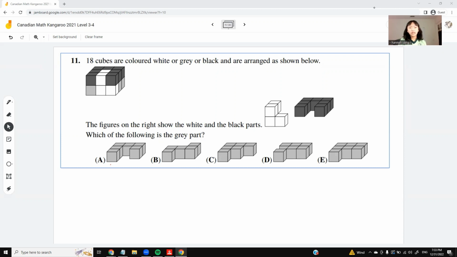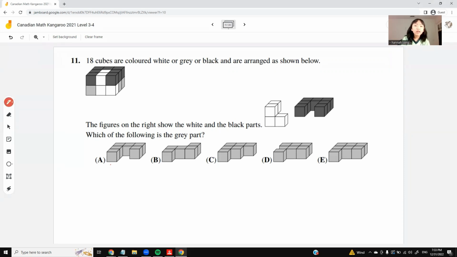Problem number 11. 18 cubes are colored white or gray or black and are arranged as shown below. The figures on the right show the white and black parts. Which of the following is the gray part? One thing we can automatically see right off the bat is that the black part only belongs on the top, meaning that we don't need to worry about it at all. So now we just need to worry about the white piece.